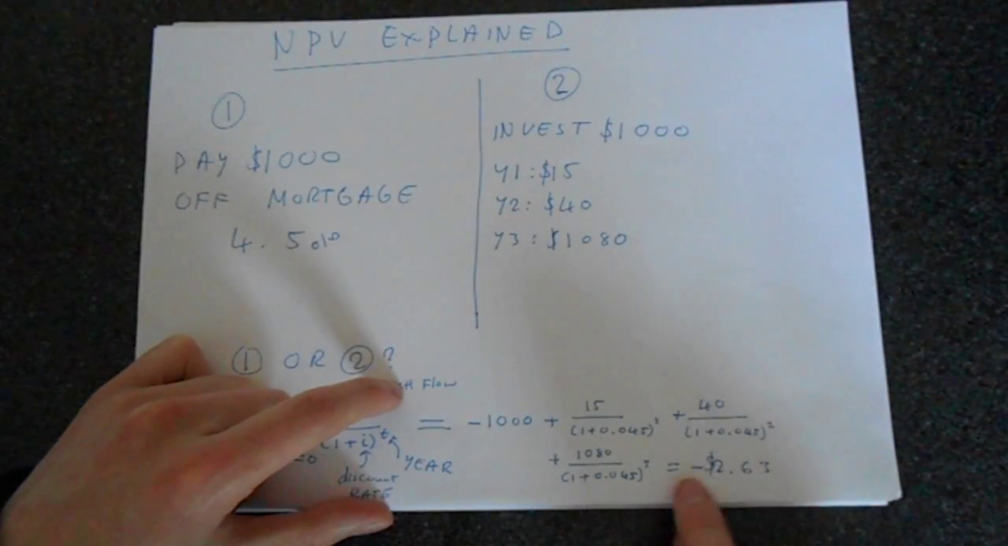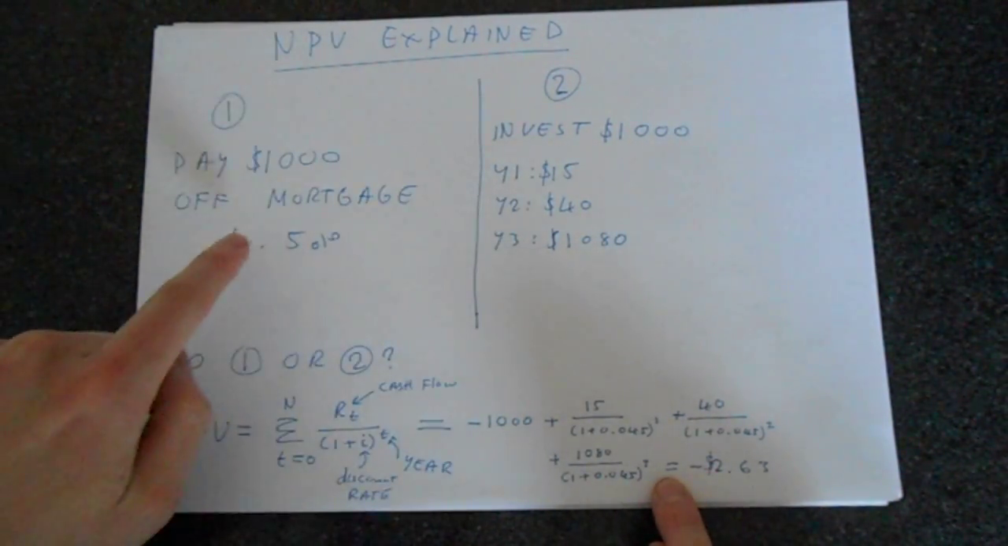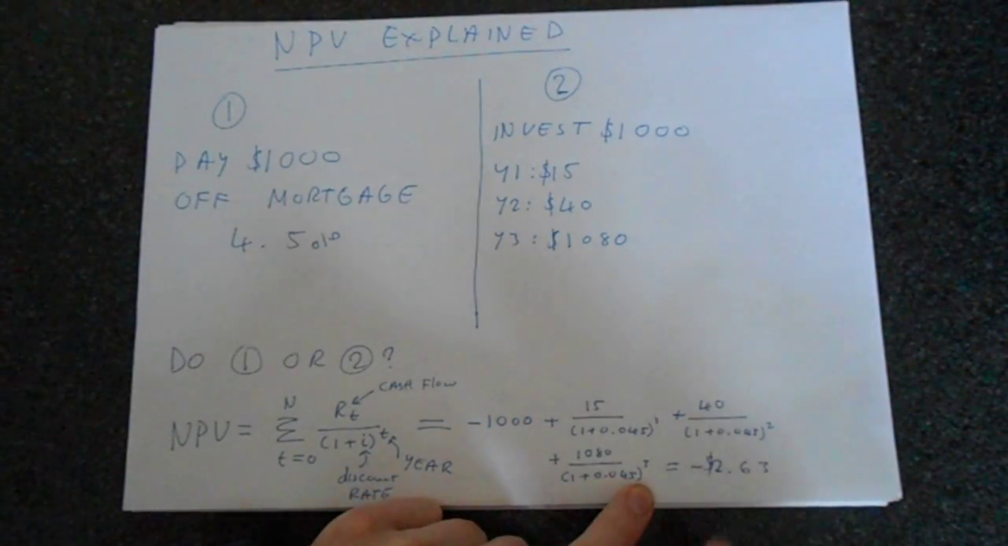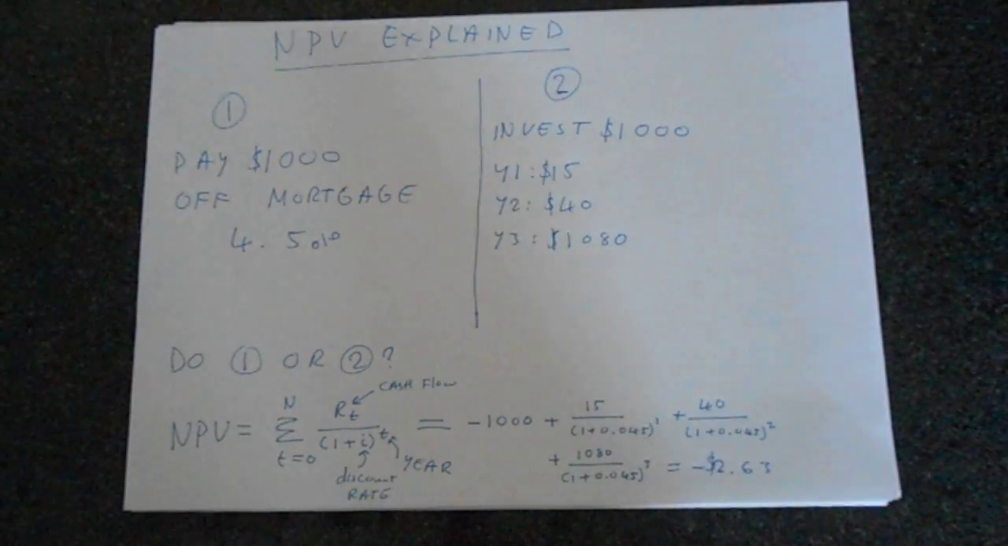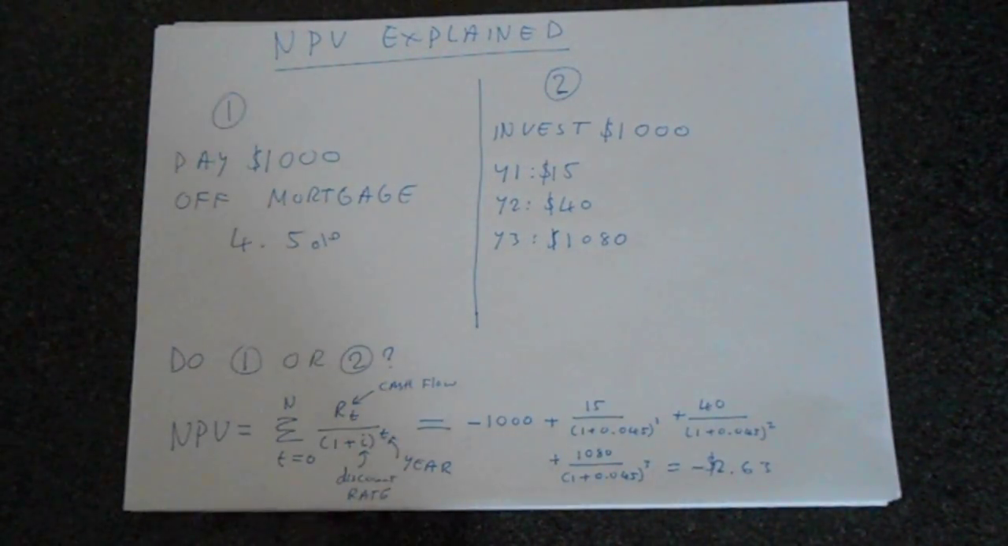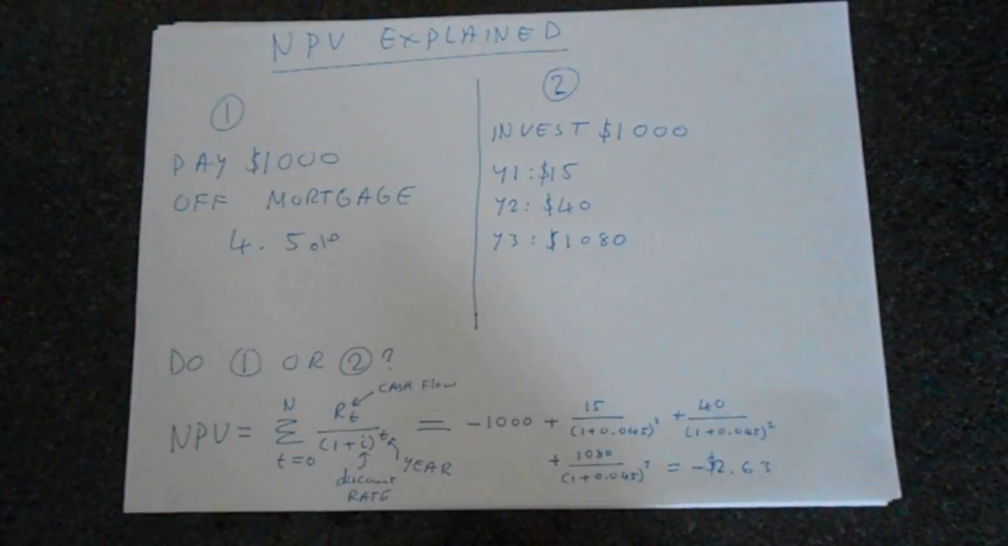And when we do all this, we get the answer that the net present value for this investment at this rate is minus $2.63. It's negative, therefore this is not a good idea, we shouldn't do this. So this investment is better than this investment.